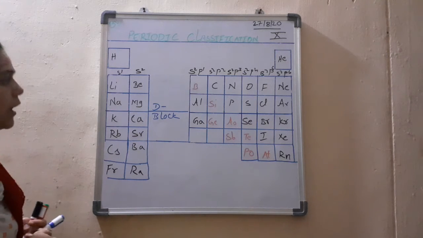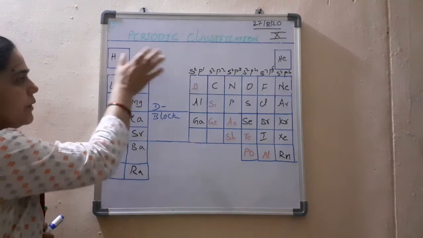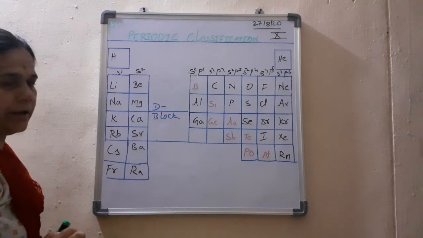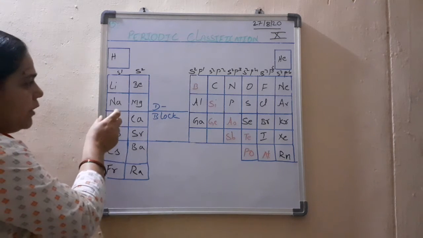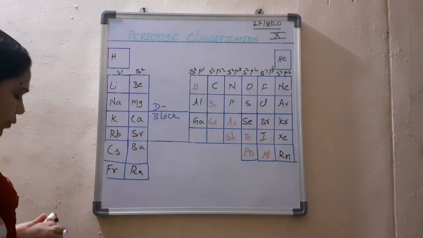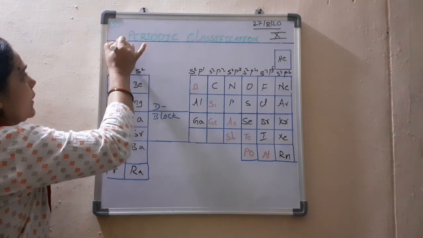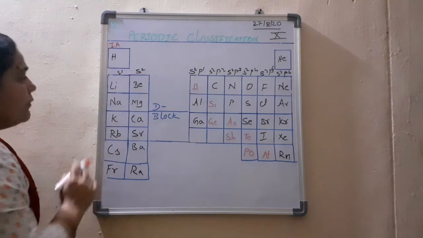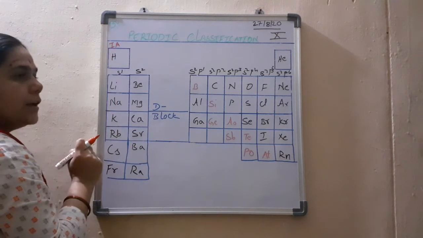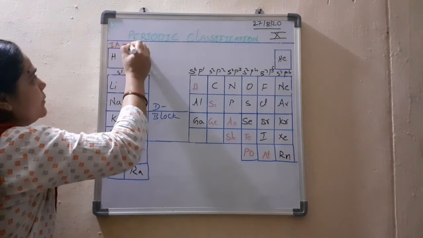Now let us see what these elements in the periodic table are termed as. We all know the modern periodic table has 8 groups. The first group is known as 1A or the first group, which is called the Alkali Group. What is it termed as? Alkali Group.